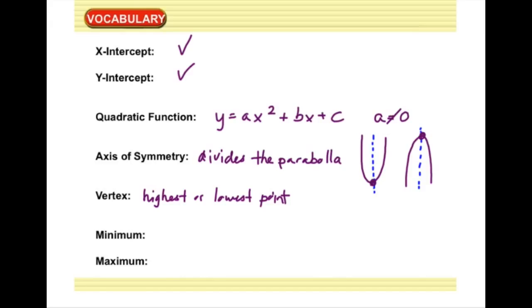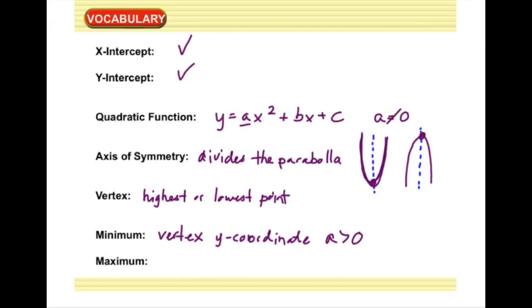The parabola will have a minimum point if the vertex's y coordinate will be a minimum when a is greater than 0. So in my equation, if a is positive, I'm going to have a minimum point and my parabola is going to look like this. It's going to scoop upwards.